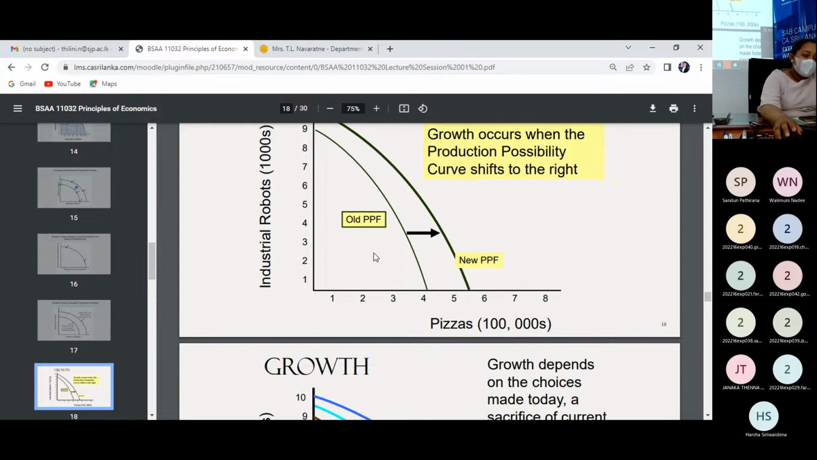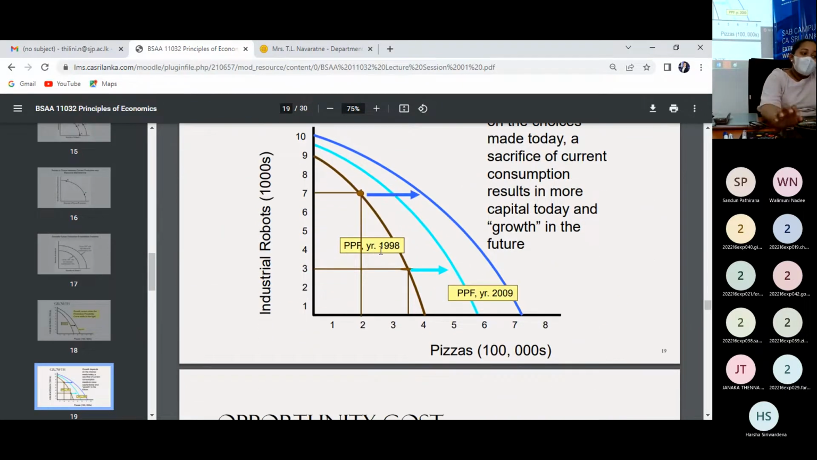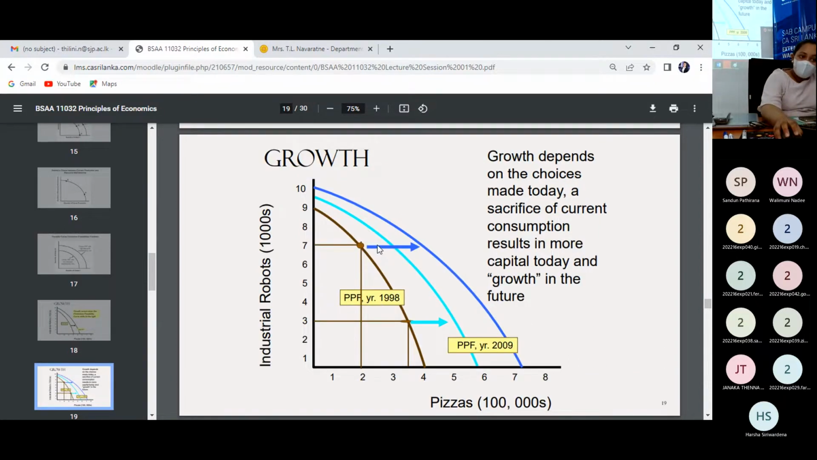Now this too, I want to show you. Look at this. This growth will depend on the choices we make today, right? The choice that we make today to sacrifice current consumption will result in a capital improvement today, which means there will be growth tomorrow. Now I know it's a little difficult to understand. Let's be very simple. Think about industrial robots versus pizza. If we eat pizzas, what happens to the economy? Only the pizza companies will benefit, right? If we produce industrial robots, what will happen?